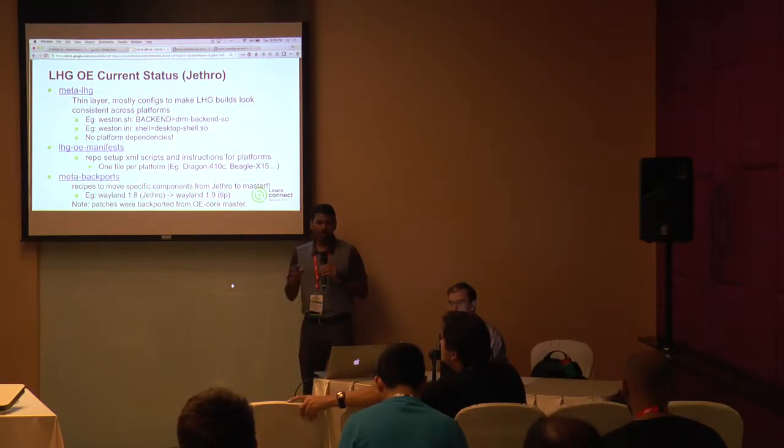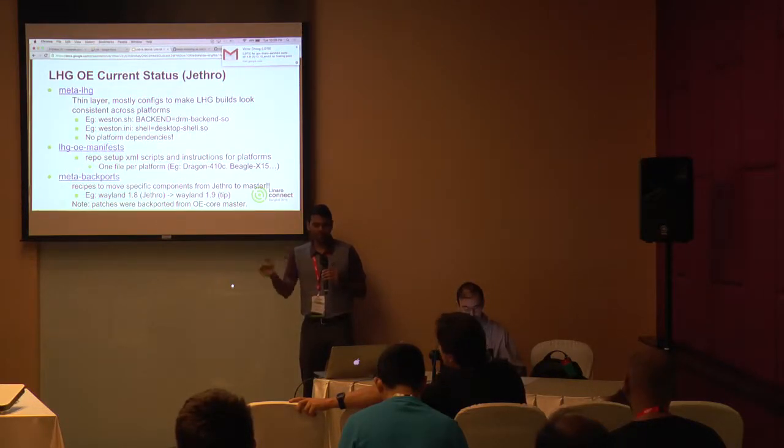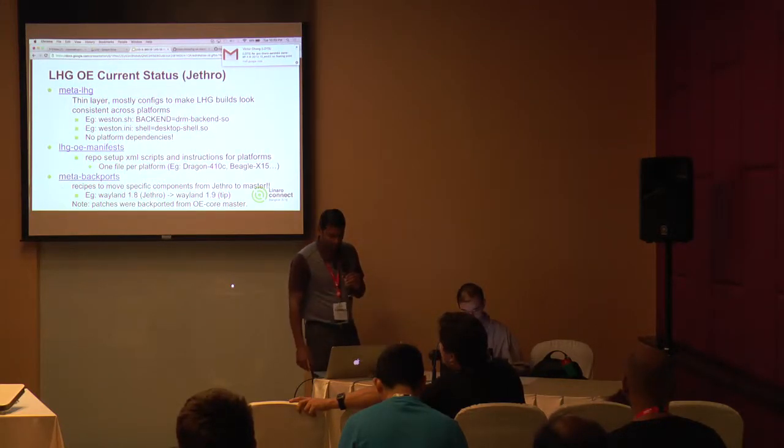Basically, think about it: I'm going to get Meta RPB and I'm going to use a particular configuration to build. And for the LHG RPB, they're all going to make sure that they're using the DRM backend, they're using the desktop shell, and so on and so forth, right? So yeah, we'd be glad to get rid of layers. That'd be awesome.